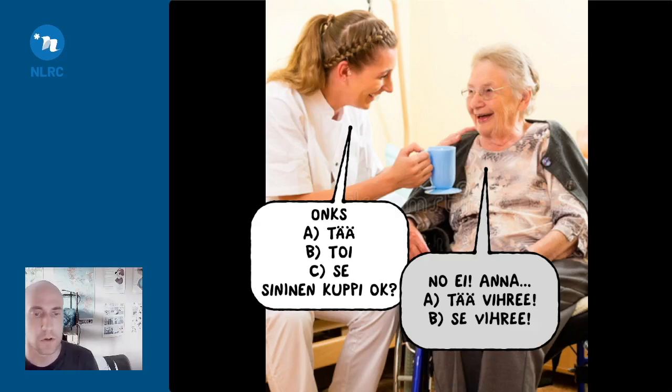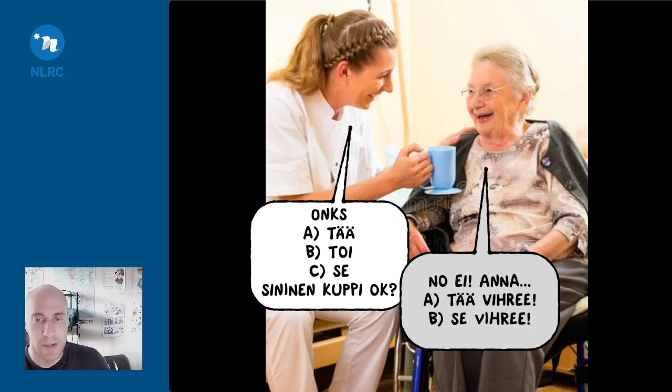Onks tää sininen kuppi ok? Is this blue cup okay? Since the caregiver already has the cup, and it's clearly visible and should be shared information among both speakers, it's fine to refer to it with tää. Toi and se don't really work since it's clearly associated with the speaker. And now the elderly lady does not want the cup, so they would probably say anna se vihreä, give me the green one, like some other cup that is not present here.